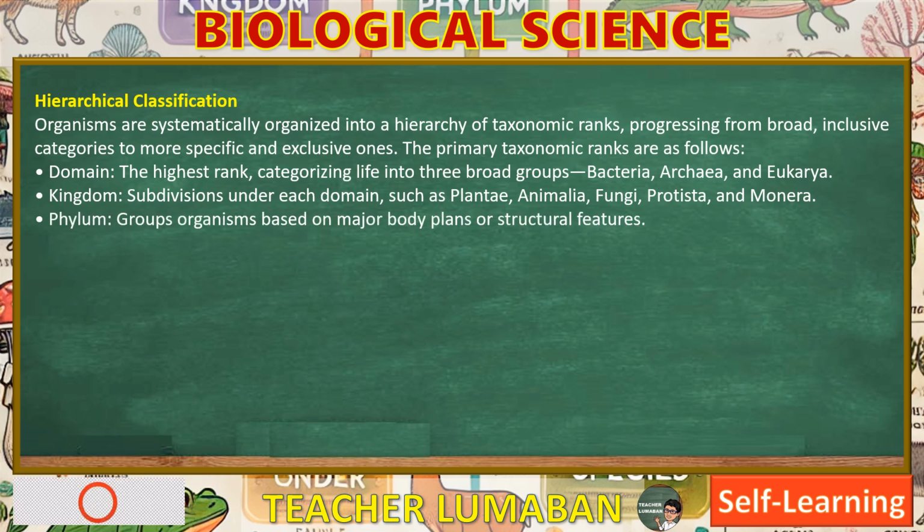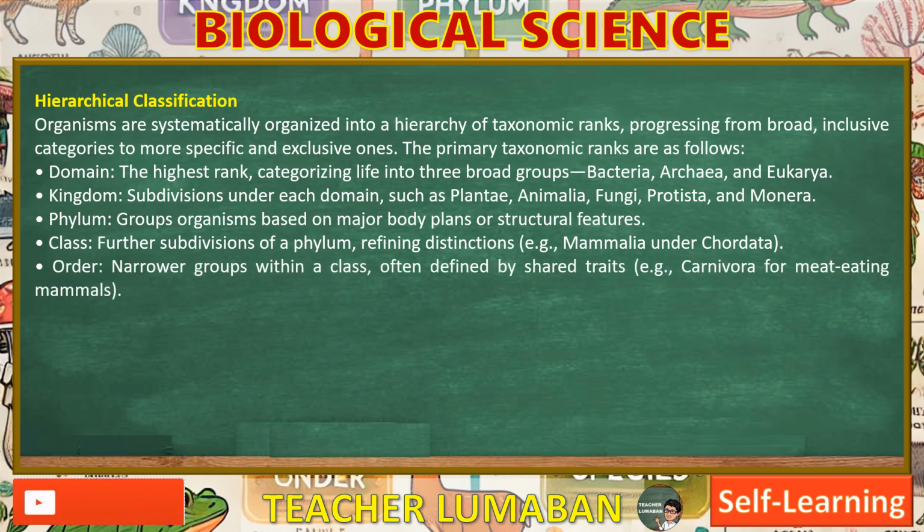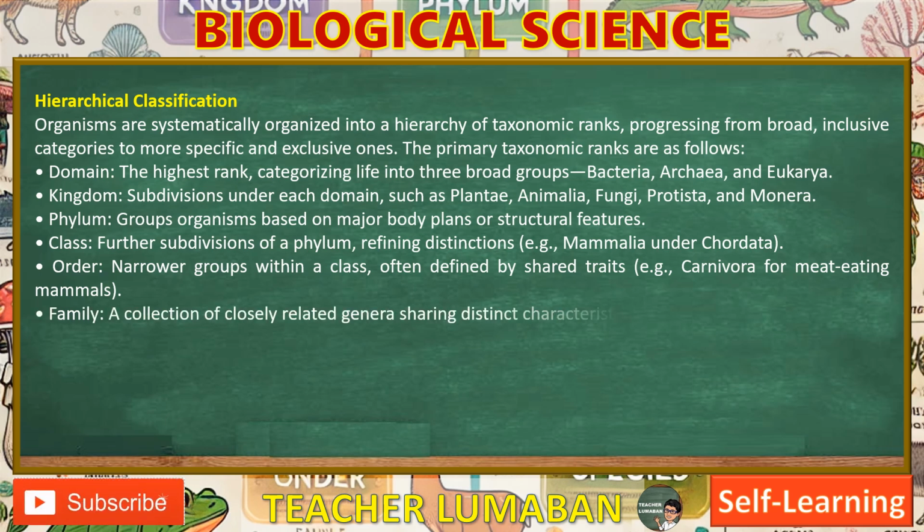Phylum groups organisms based on major body plans or structural features. Class, further subdivisions of a phylum, refining distinctions, e.g., Mammalia under Chordata. Order, narrower groups within a class, often defined by shared traits, e.g., Carnivora for meat-eating mammals. Family, a collection of closely related genera sharing distinct characteristics, e.g., Felidae for cats.